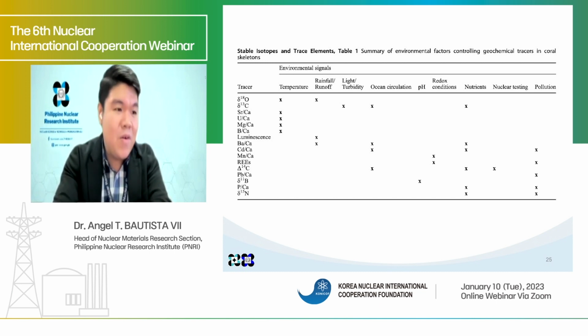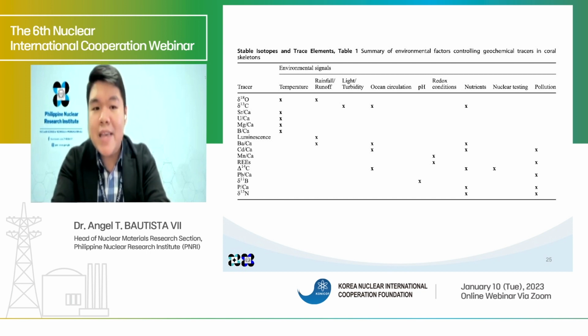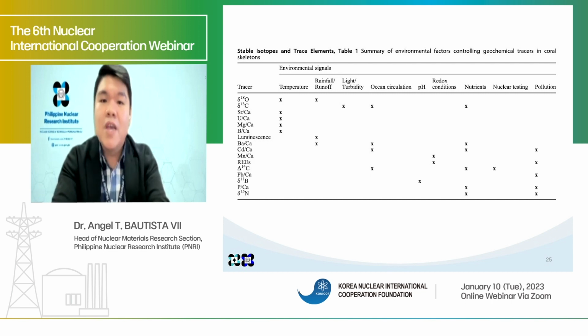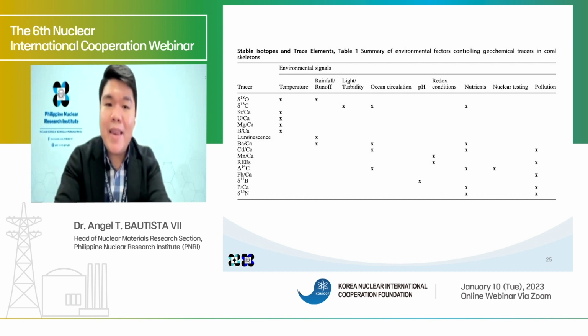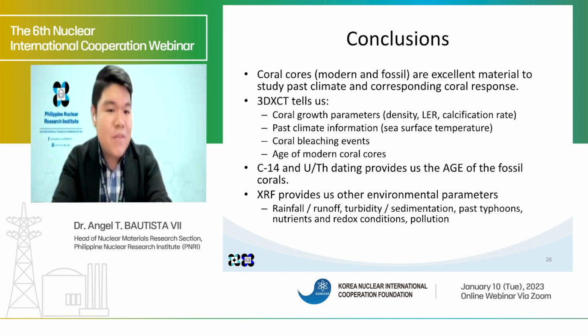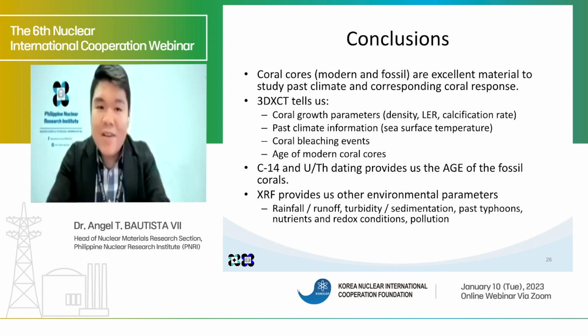We can tell if the sea was healthy or full of nutrients, or if there was pollution. So by using XRF on the coral cores, we could also reconstruct what was happening with these different parameters using these different elements. So, to conclude the last few slides, by looking at coral cores, both modern and fossil coral cores.